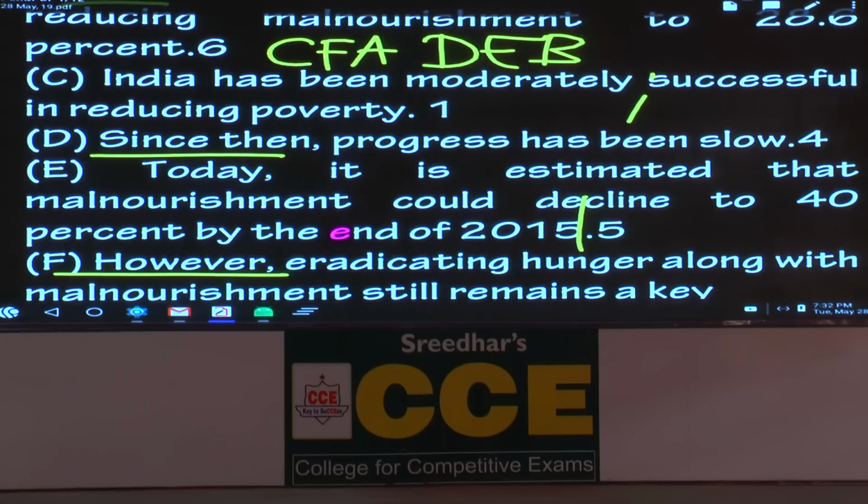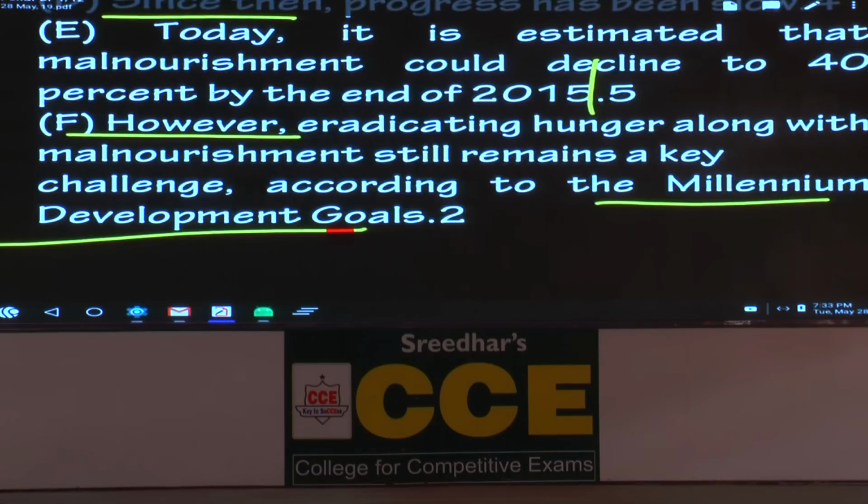Now, here you have to understand what poverty stands for. That's what I said. Poverty talks about what? One is hunger, lack of food. Another, it talks about malnourishment. And where do you find these two? If you go to F, however, eradicating hunger along with malnourishment still remains a key challenge. The first sentence talks about success. When do you use the word however? Contrasting.